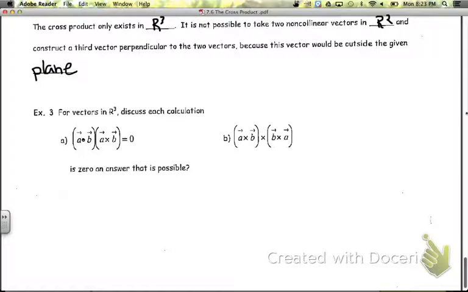Now for example 3, it wants you to look at the vectors in R3 and discuss each calculation. So I would like you to do this on your own and discuss it with your partner tomorrow.